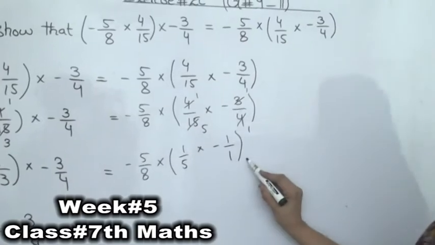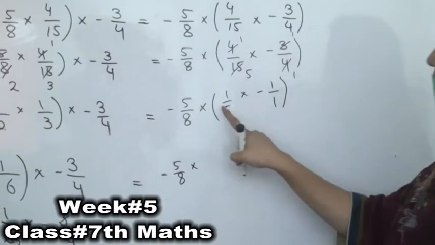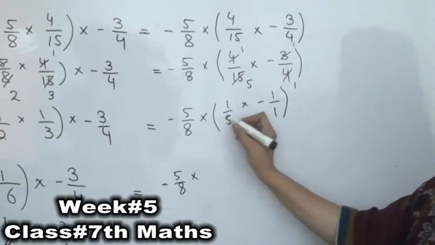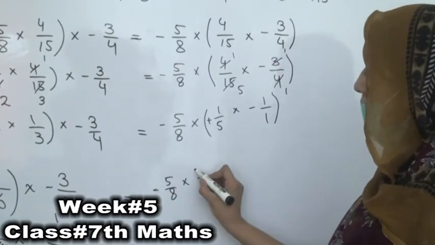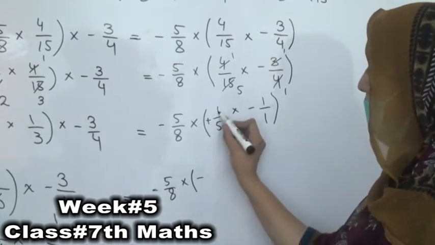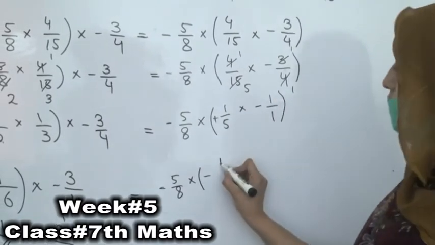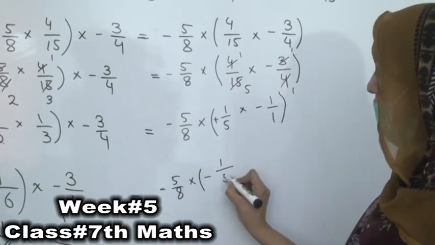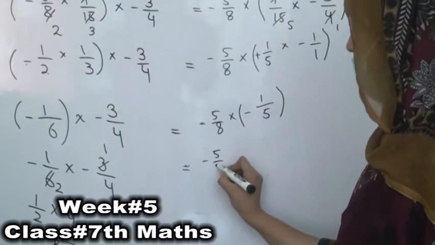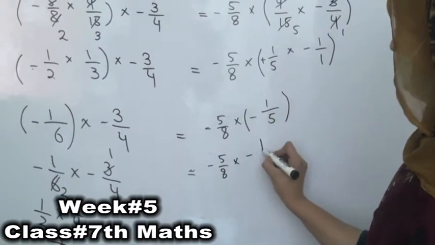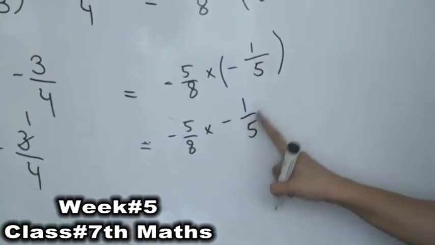Again we will solve the bracket first. Minus 5 by 8 multiplied by, here the sign is plus, plus minus will become minus. 1 ones are 1 and 5 ones are 5, the numerator multiplied with the numerator and the denominator with the denominator. That is minus 5 by 8 multiplied by minus 1 by 5.